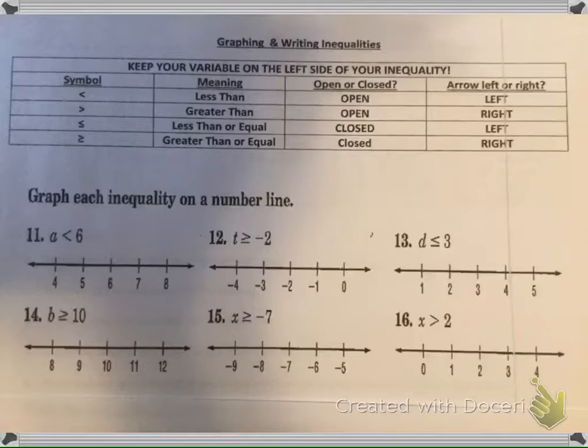So if you look, the less than is in an open circle. And the reason why that's an open circle is because it does not include 6, but it's everything that's greater than 6. So 6.01 would be included in that because that's greater than 6. So you use the open circle.